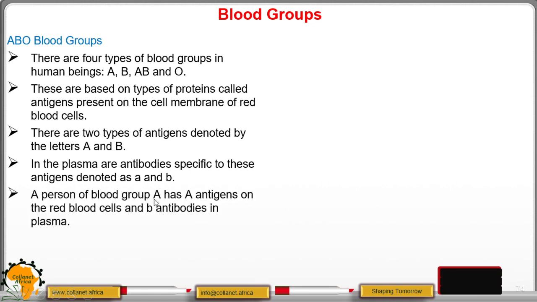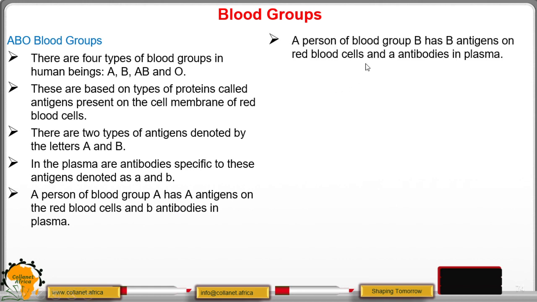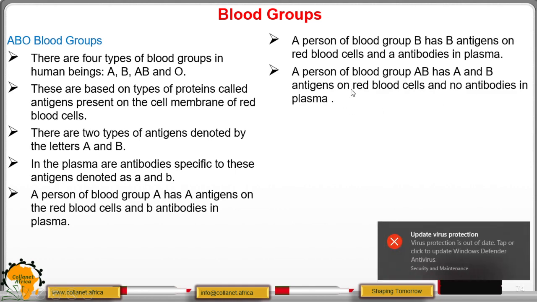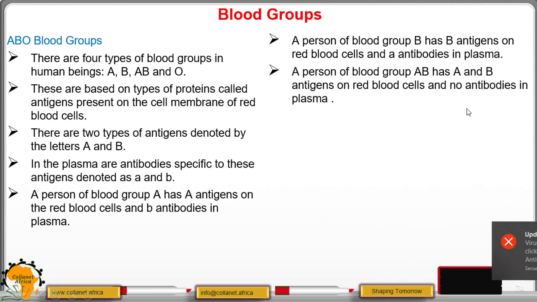So a person of blood group A has A antigens on the red blood cells, and the corresponding antibody is b. Remember, the letter is small one. A person of blood group B has B antigens on the red blood cells and a antibodies in the plasma. A person of blood group AB has A and B antigens on red blood cells, and therefore no antibodies.